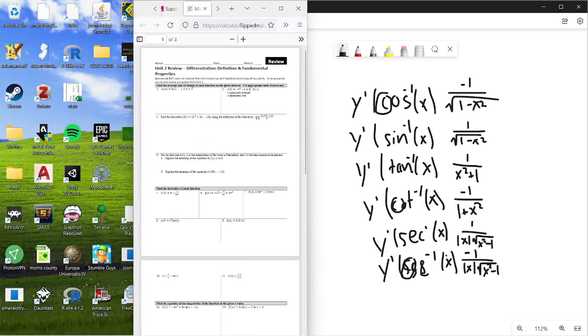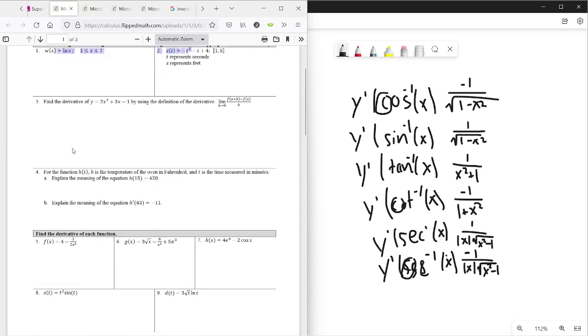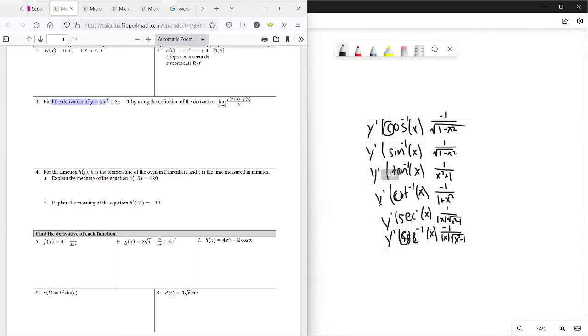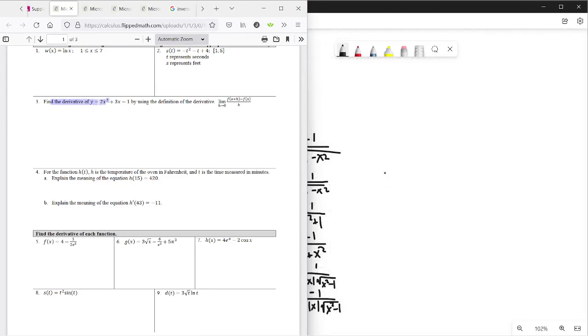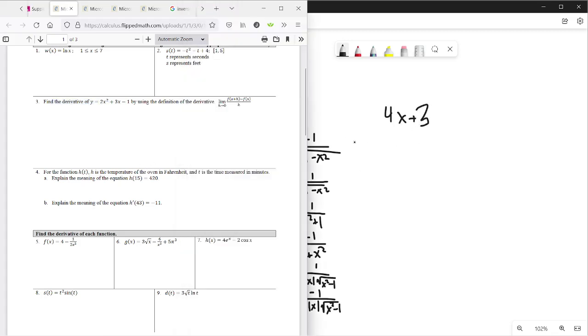Let's skip over the average rate of change. Find the derivative of this by using the definition of the derivative. I don't know if we'll have multiple choices that require you to use a certain method. I mean, we know that it's going to be a lot easier to solve it just using power rule, but that also gives us the value that we're going to get just in case we do something wrong.